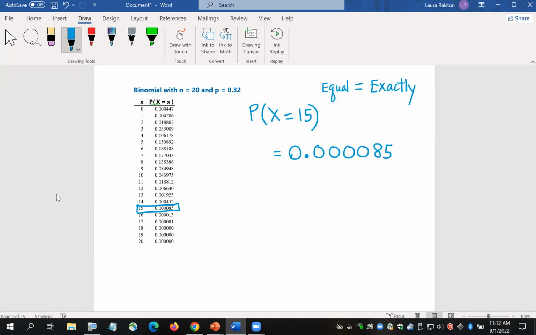0.000085. There is a very, very small chance, for all intents and purposes, it is 0. Okay, but the probability is technically 0.000085 that you would have exactly 15 students participate in a community volunteer program.